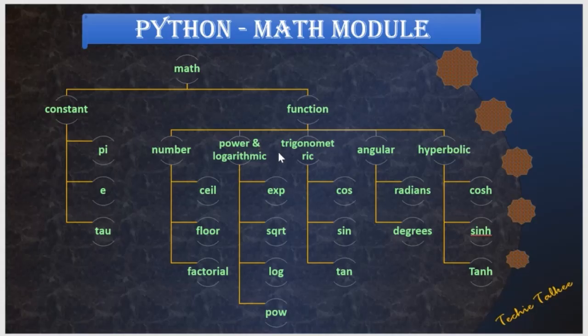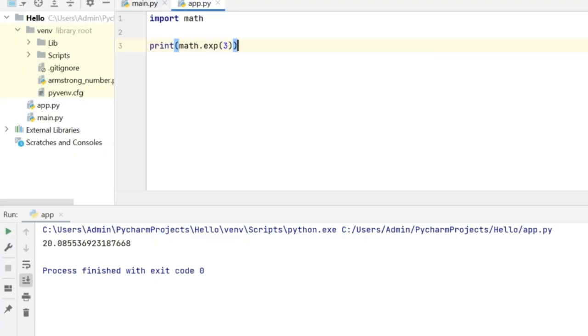The next category that I'll be covering is the power and the logarithmic functions. So where I have exponentiation, square root, log and the power functions. Let's look at it one by one. So this exponentiation method is going to return e to the power of that number. So which means e to the power of 3.